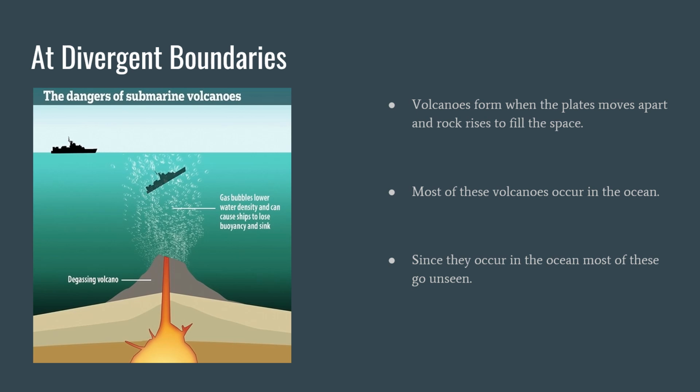So here we have an image, the dangers of submarine volcanoes. Gas bubbles lower water density and can cause ships to lose buoyancy and sink. So we have the volcano, which is degassing, causing those gas bubbles to form, which can cause ships to sink.